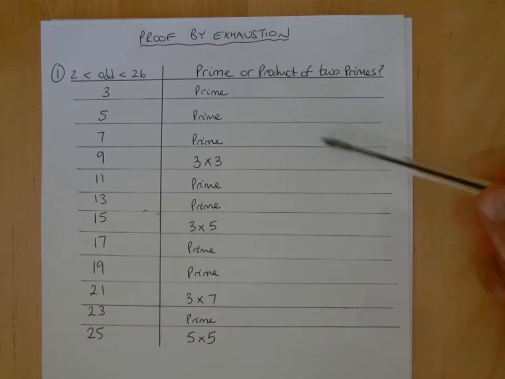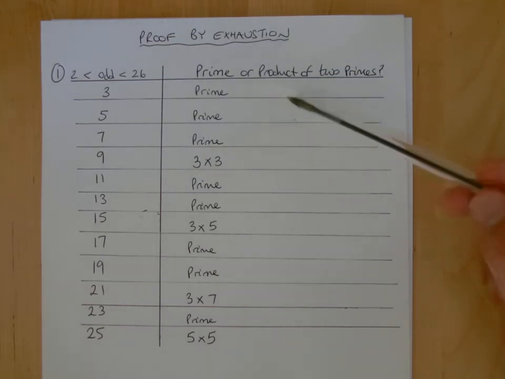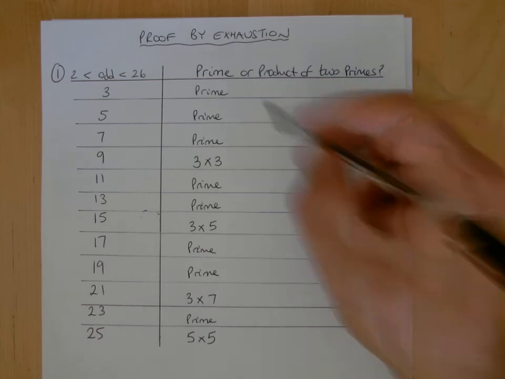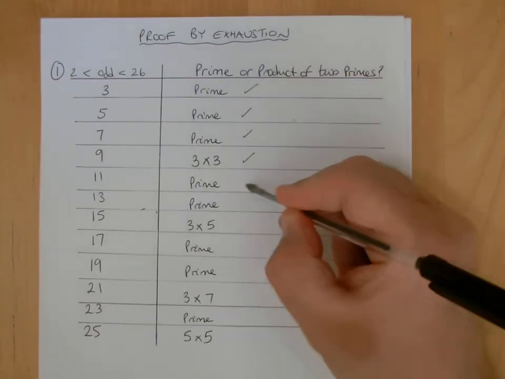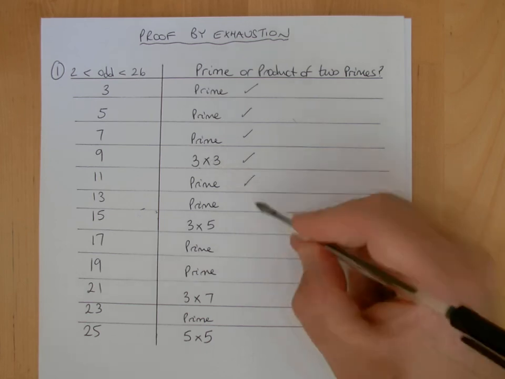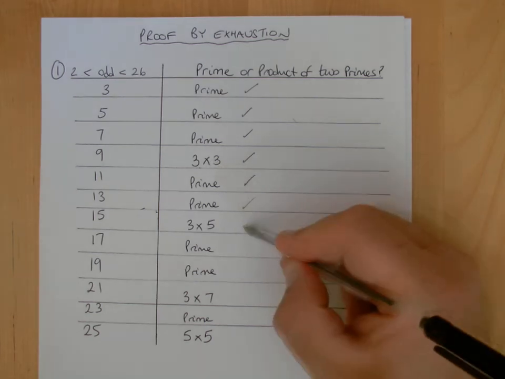Okay, so have we proved by exhaustion that this is the case? It's either prime or the product of two primes. Well, yes, we have, haven't we? These are primes. That's the product of two primes. They can be the same, that's not a problem.